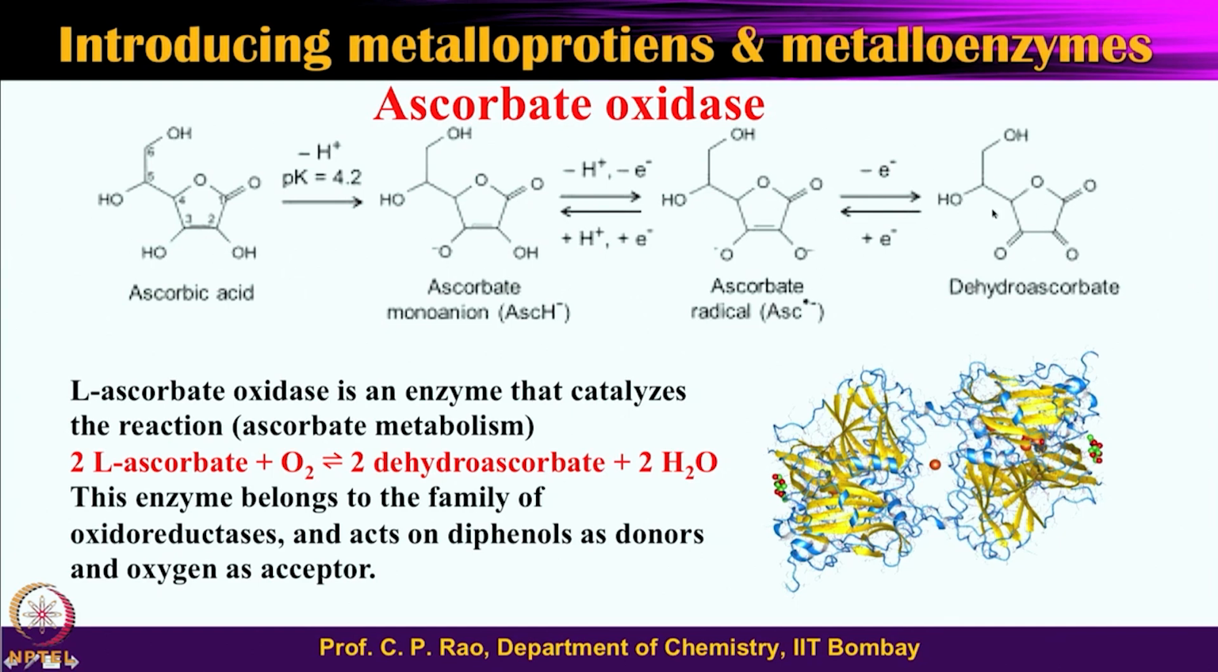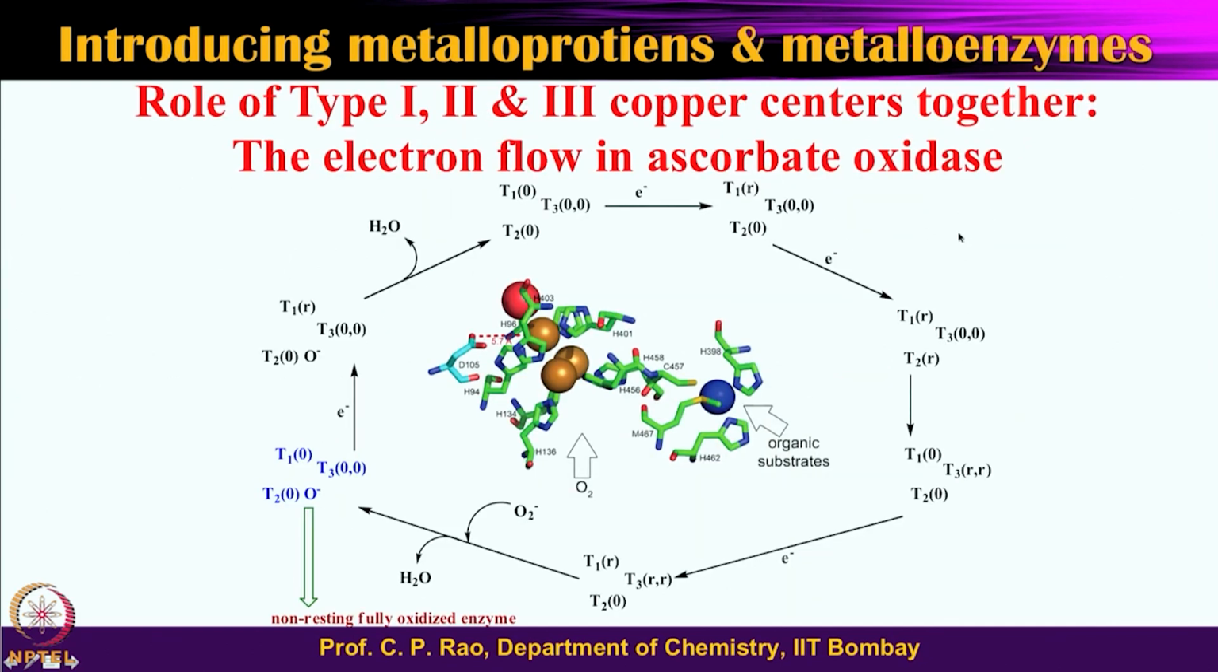the dehydroascorbate. So, this is again an enzyme where the type 1, type 2, type 3, all 3 are present, they work very harmoniously. From type 1 to type 2, type 3, you can see that this distance is around 15 to 20 angstroms, whereas the type 3 to type 2 is around 4 to 5 angstroms.